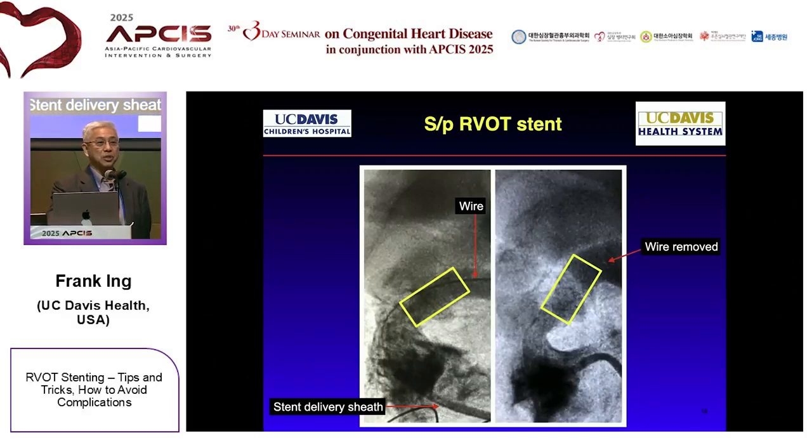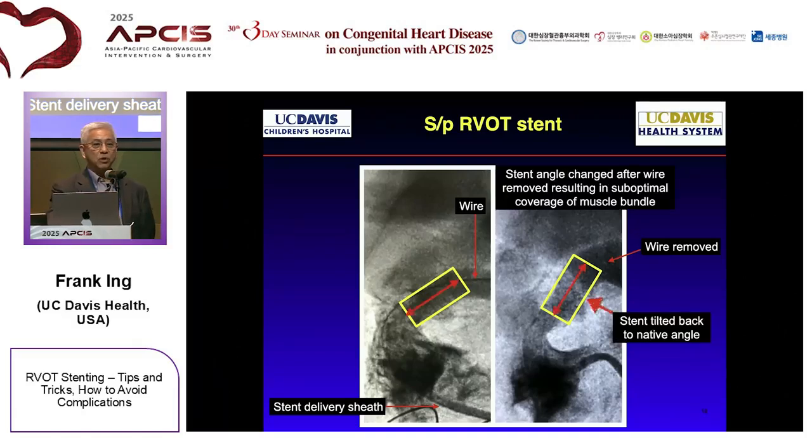Suddenly the stent shifts because it's going to want to go back to the native angle. But look at the infundibulum, the muscle bundle. With the wire in, it looks like it's perfectly fine. Once you take it out, now you notice that it's sitting above the curve of that infundibular muscle there. So you know that this is going to come back and haunt you, right? It's going to come back.